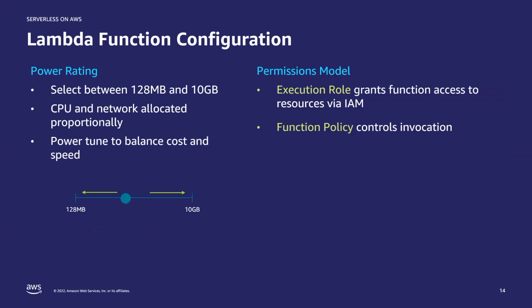So function configuration, you can select your memory and it will allocate CPU and network proportionally. You're basically sizing your Lambda function off of how much memory it needs to run. So you can power tune it to balance cost and speed. Of course, the more compute it uses, it'll cost a little more. But Lambda is not a high cost service. It does run very quickly. It's a simple code execution. And I believe it has a 15-minute timeout, and I'll get to that on the next screen.